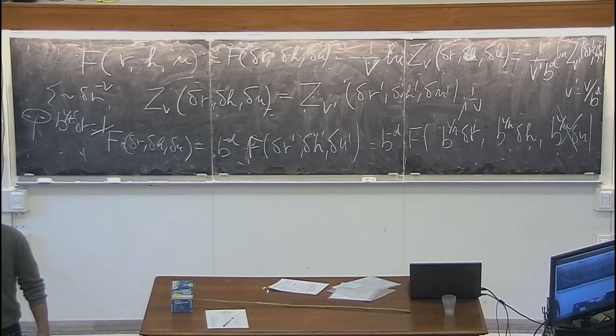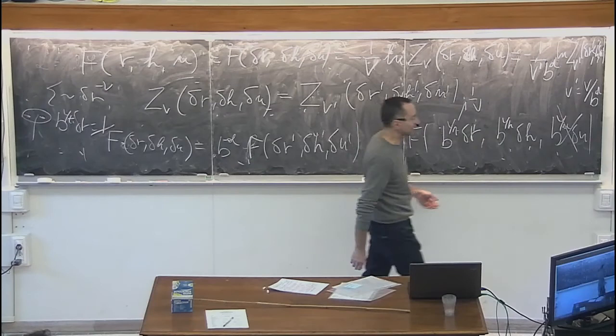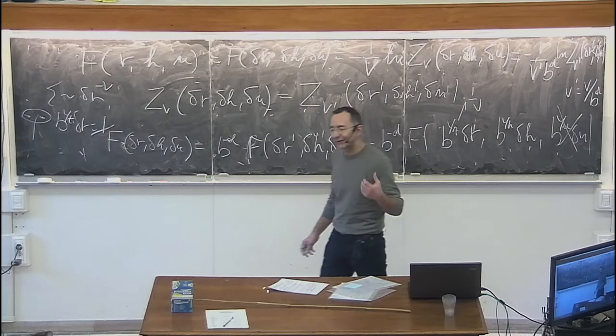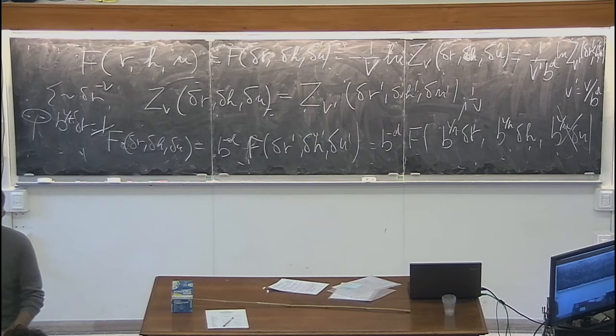B going to zero. This one. Well, this means that this is relevant. In that case, the relevant operator perturbation is called dangerous. And then you have to treat it. They could change.